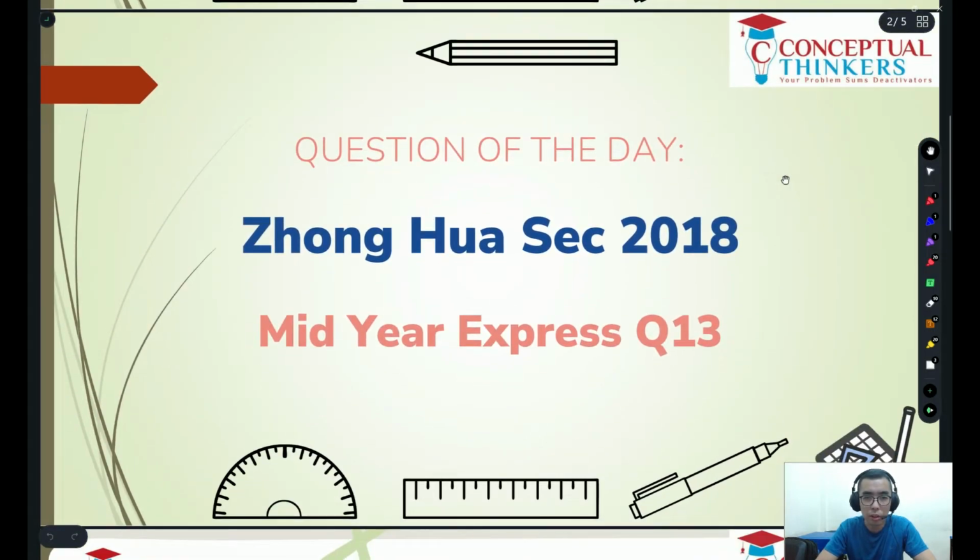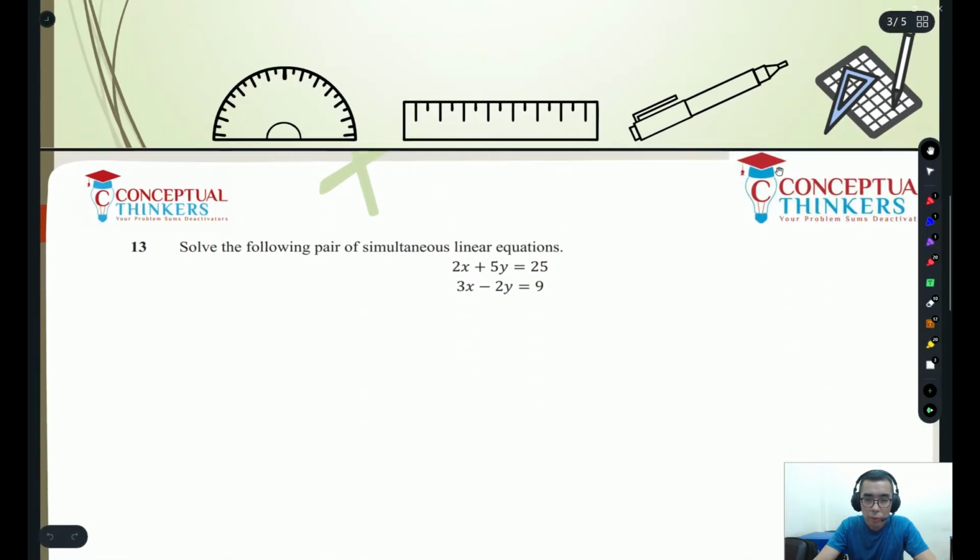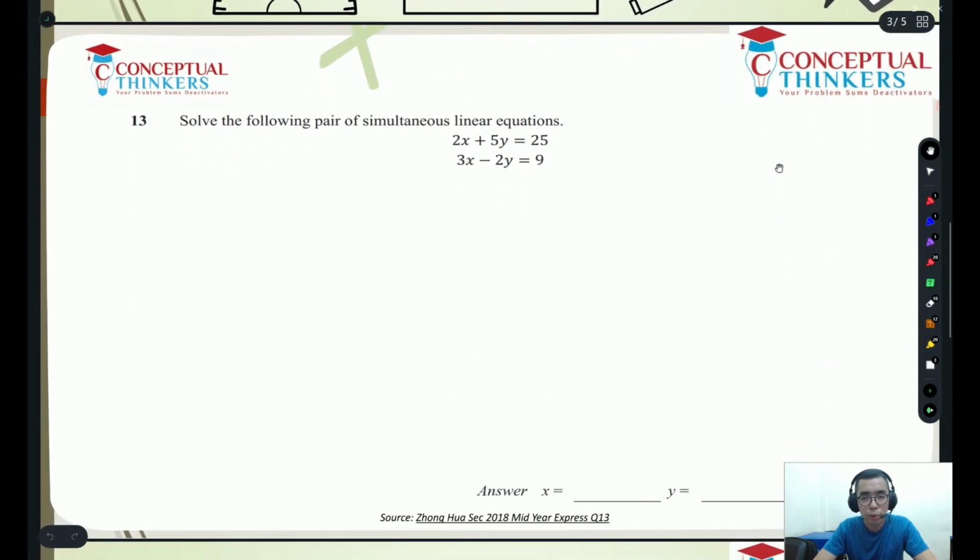So I'll be touching on Zhong Hua Secondary 2018 Mid-Year Express question 13. The topic that we will be going through is simultaneous linear equations. It will be from Sec 2 onwards, and it will appear in our secondary school O-level papers for E-Math. This question is worth 3 marks.